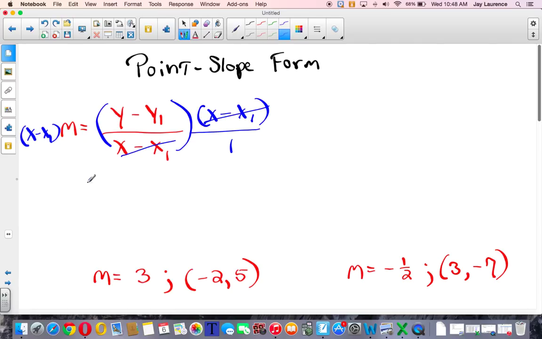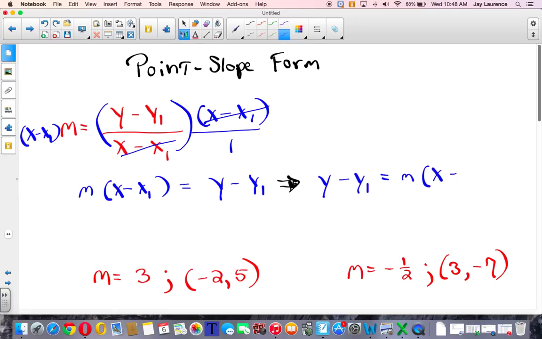Okay, so now when I do that, I'm going to get m times the quantity of x minus x sub 1, and that's going to equal y minus y sub 1, right? And then I'm just going to rewrite it so that my y's are on the left-hand side. It'll look a little bit more like slope-intercept form. It won't be slope-intercept form, but it'll look a little more like it. So y minus y sub 1 equals m times the quantity of x minus x sub 1. This is what point-slope form generally looks like.